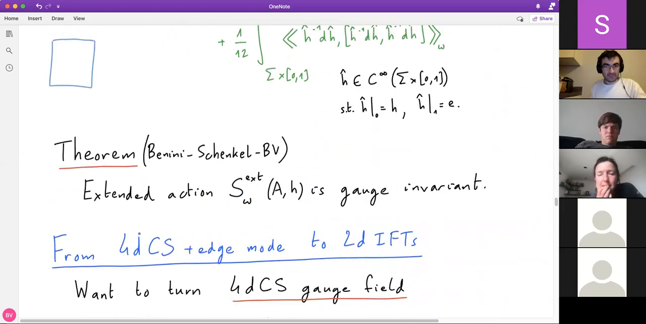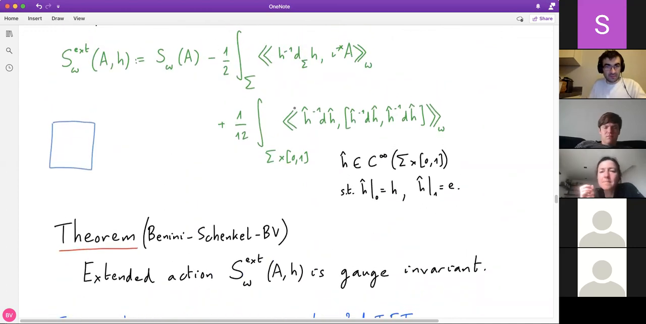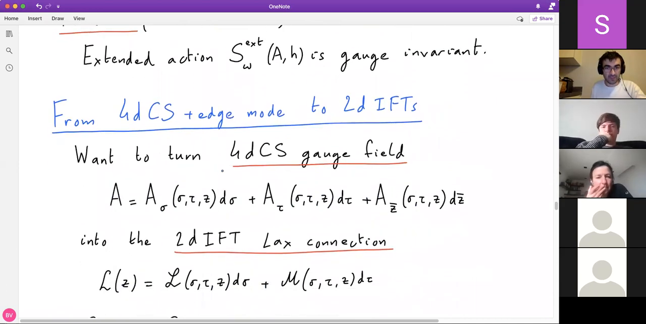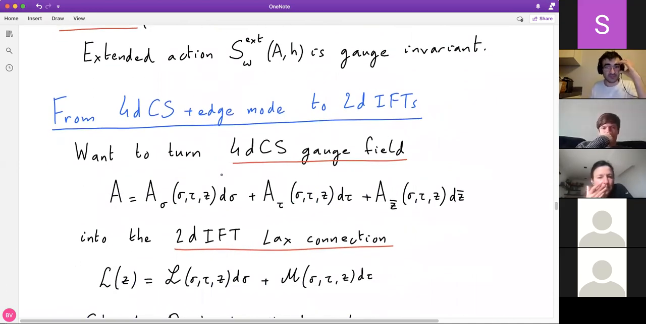Okay, so you have this gauge invariant action, and now you have this new field, which is the edge mode. I claim that this extended action is gauge invariant. Adding these two terms, which couple the edge mode to the gauge field, turns the action into a gauge invariant action. So now the question is, how does this extended action produce two-dimensional integrable field theories?